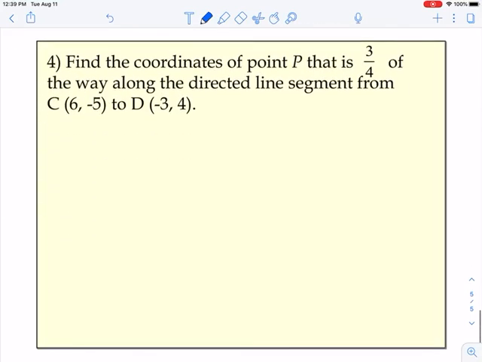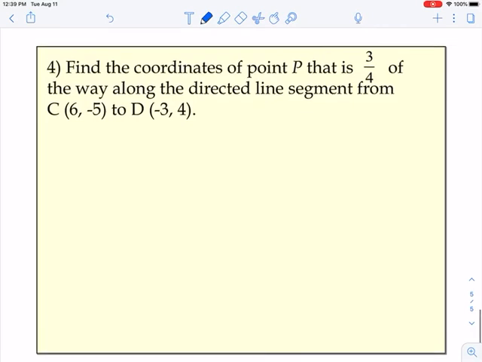And our last one for today. We want to find the coordinates of P that is 3/4 of the way along a directed line segment from 6, -5 to -3, 4. So again, if it's 3 to 4, that's just a different way of writing your ratio. A ratio can always be written in fraction form. So this is just another way that they're writing that for you.